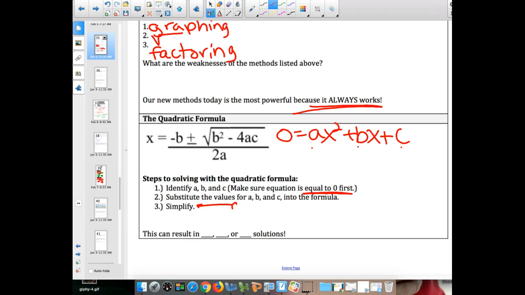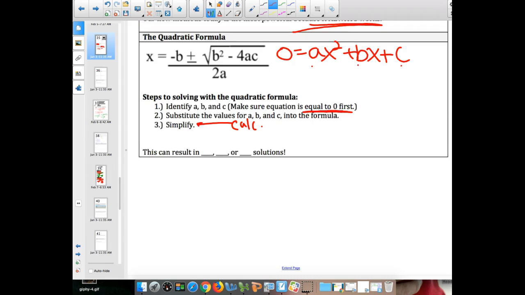And when we do that, we're always going to use our calculator. That will give us all of our answers. When we have our results, there's 3 different ways we might find our answers today. We might have 0 answers, we might have 1 answer, and we might have 2 answers.